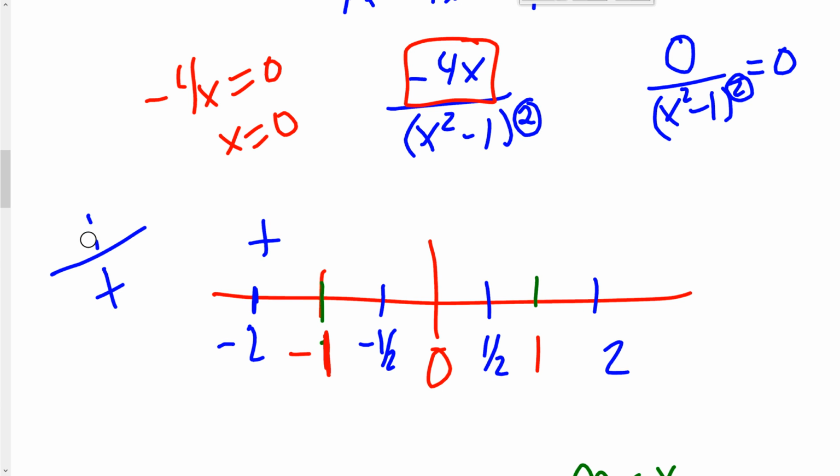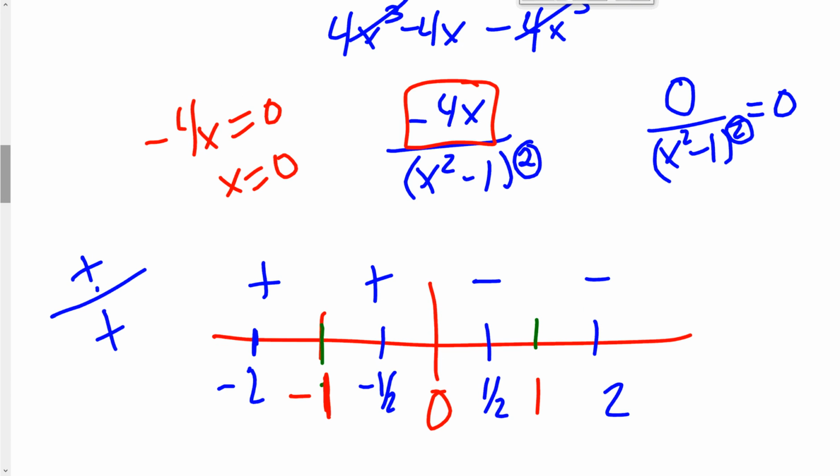When I plug in a -1/2, I still get a positive. And when I plug in 1/2, I get a negative. And when I plug in 2, I also get a negative. Okay, so that's how it goes. That's how it looks. So what that tells me is that because I went positive, positive, there's no max or min there. And when I went negative, negative, there's no max or min at 1.